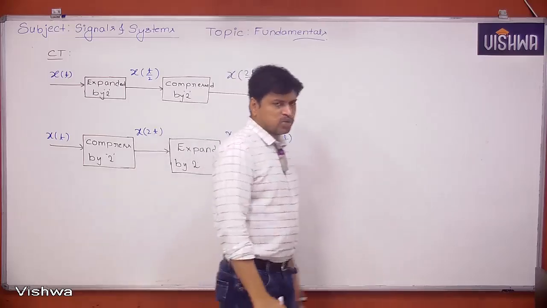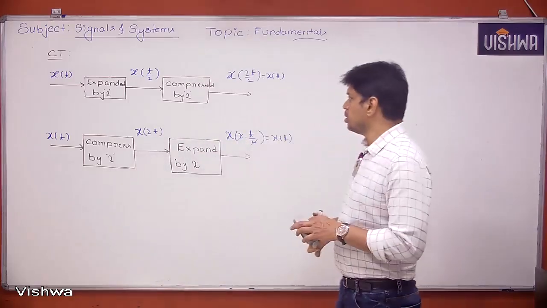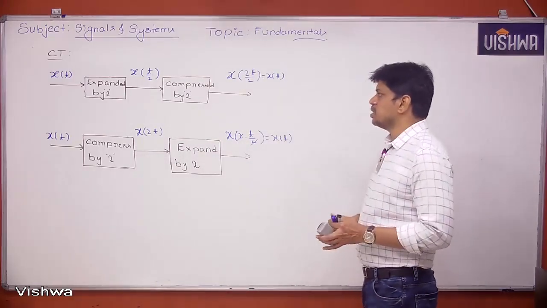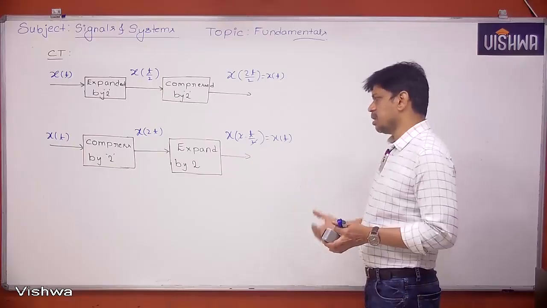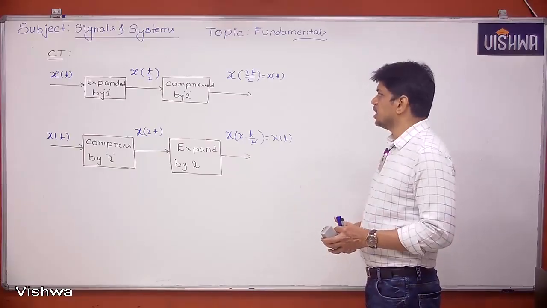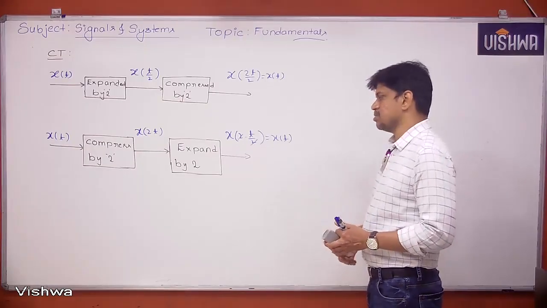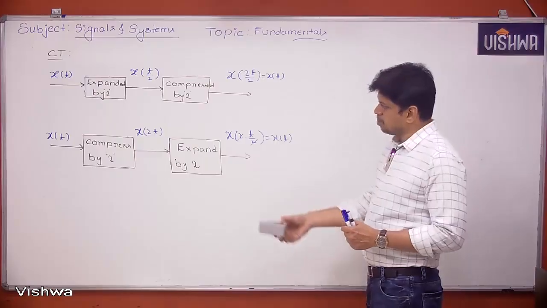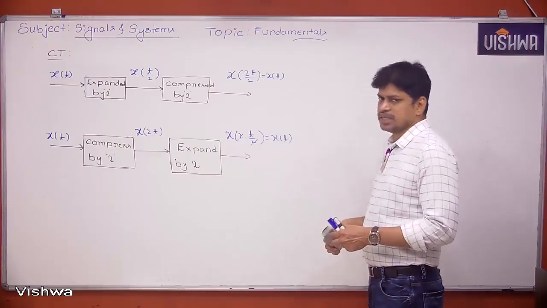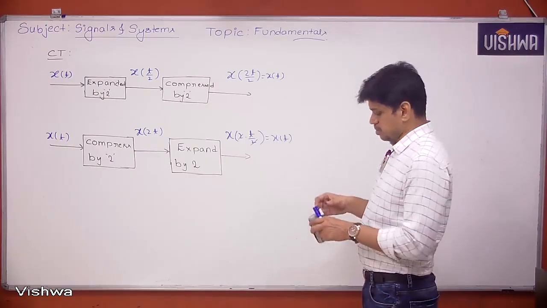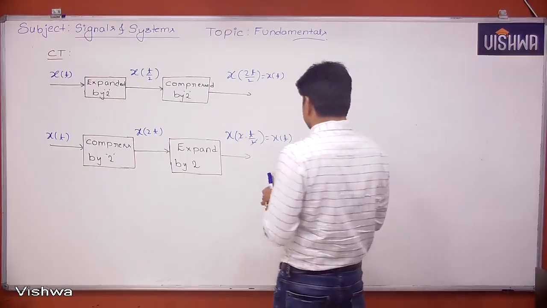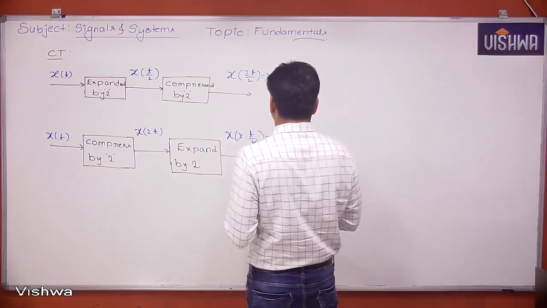So the conclusion I am making here is, in a continuous time case, if you expand the signal then compress the signal by the same amount, it won't make any difference. You are going to get the same signal again. If you compress first then expand, still you are going to get the same thing. But what about the discrete time case? This is very important.